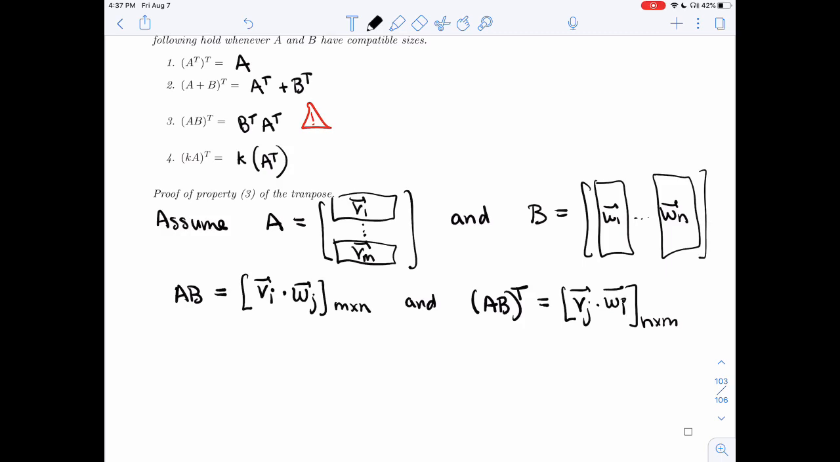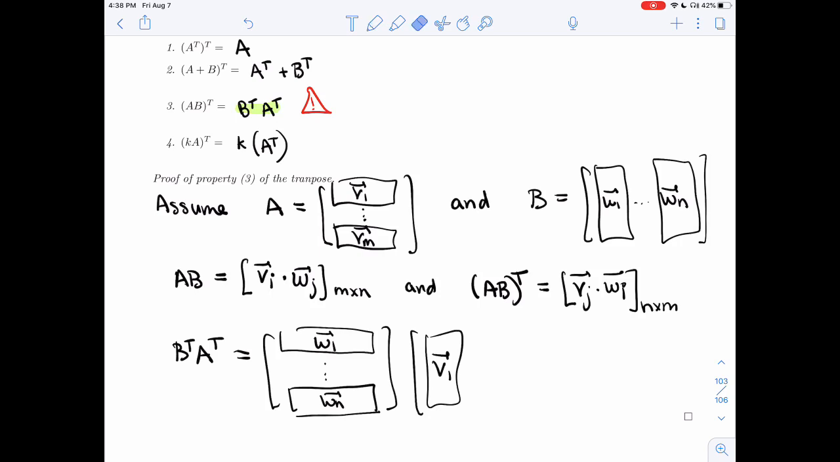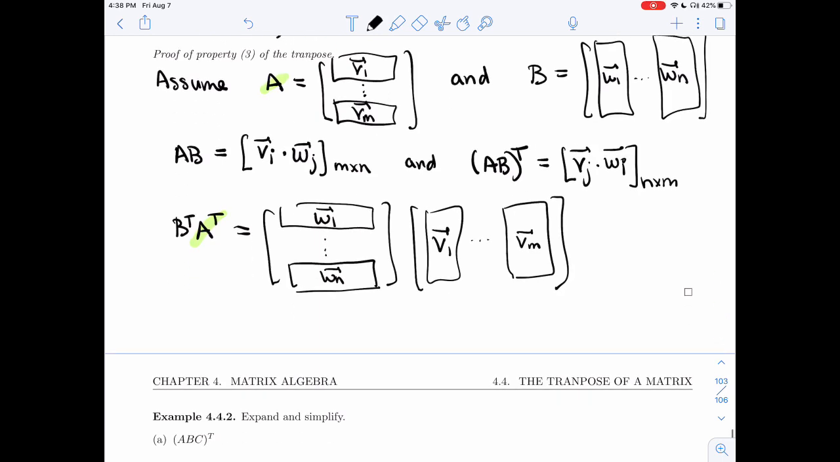All right, now let's see what happens when I look at this right-hand side of the equation. The transpose of B will be W1 through Wn, because the columns of B will become the rows of B transpose, and then the columns of A transpose here will be the rows of A, and so I'm getting these V1 through Vm. So this is the product that I want to take now.